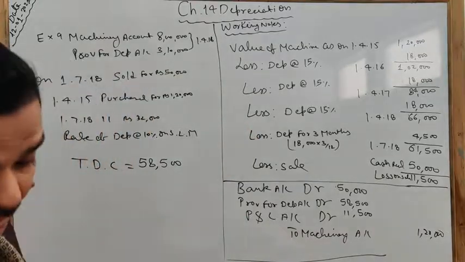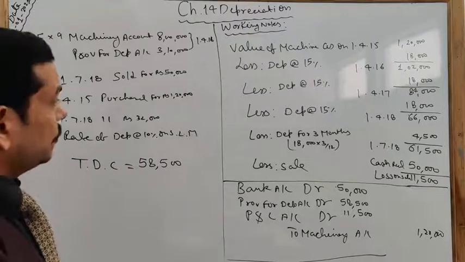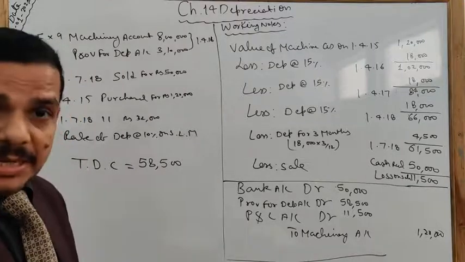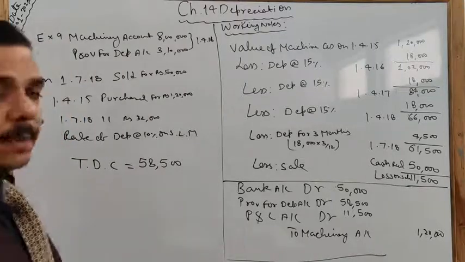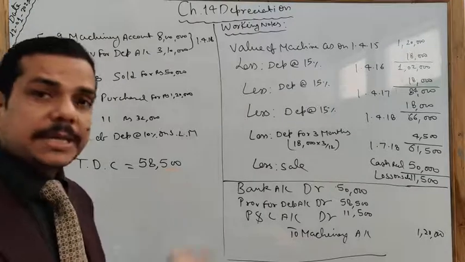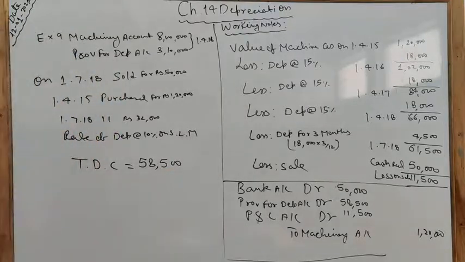Now we are going to prepare the ledger for the same. So we will prepare machinery account as well as provision for depreciation account. I am drawing the ledger over here. In the meantime, you can also draw the ledger in your register.